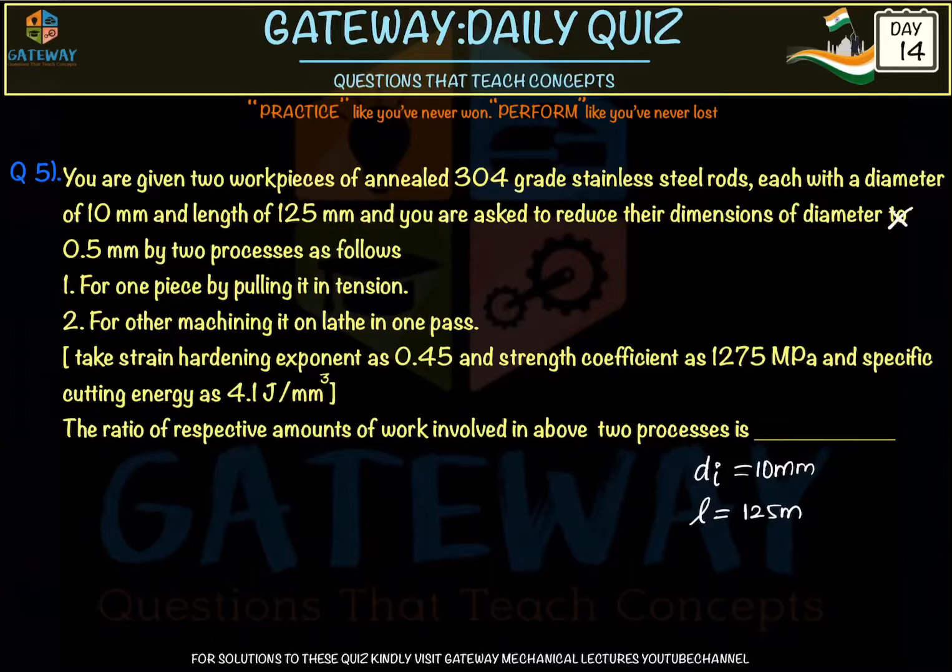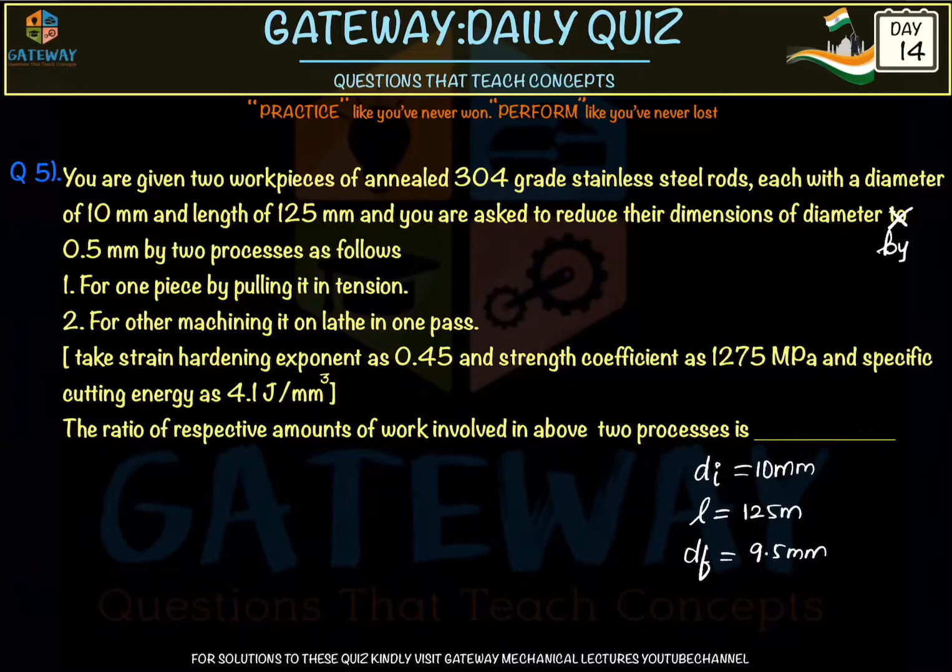Actually, here there is a correction. Instead of 2, you write it as 0.5 mm. If you reduce it by 0.5 mm, we can't reduce the 10 mm diameter 20 times; 10 upon 0.5 is almost 20 times. So it is decreased by 0.5 mm, and the final diameter Df will be 10 minus 0.5, which is 9.5 mm.